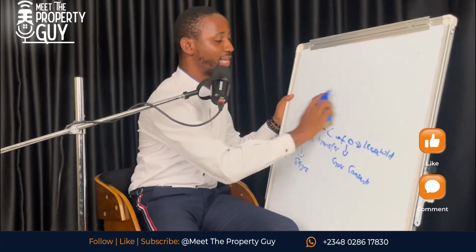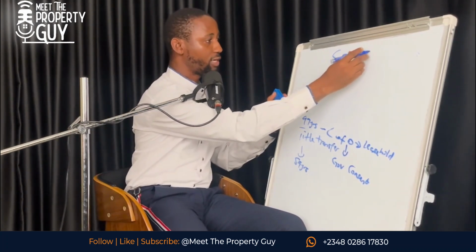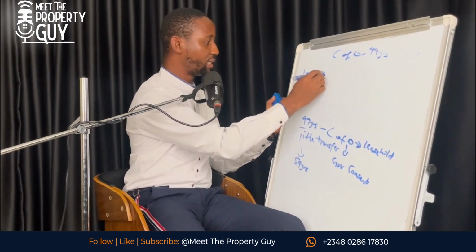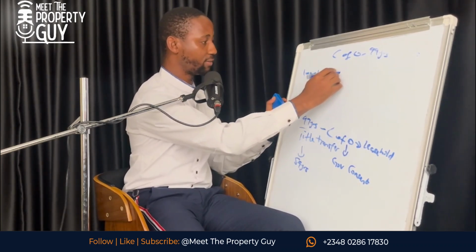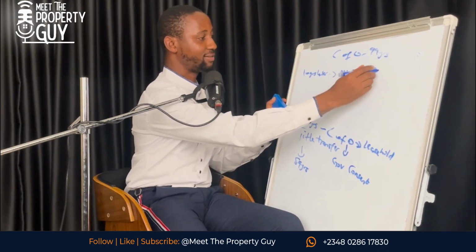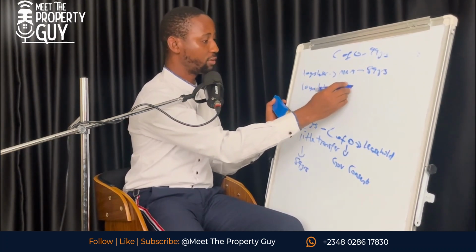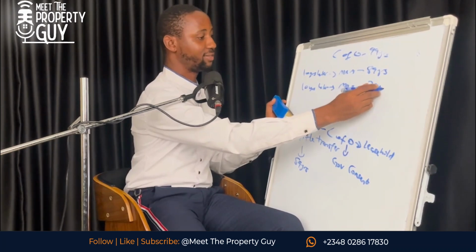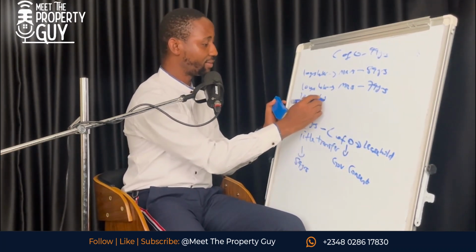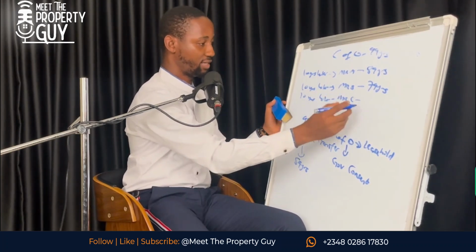So now what this means is that if a C of O, for example, has 99 years, so after 10 years later, the person sold it to Mr. A. Mr. A has 89 years. 10 years later again, Mr. A sold it to Mr. B. Mr. B has 79 years. 10 years later, Mr. B sold it to Mr. C. Mr. C has 69 years.